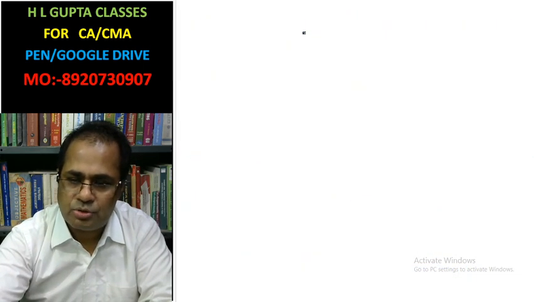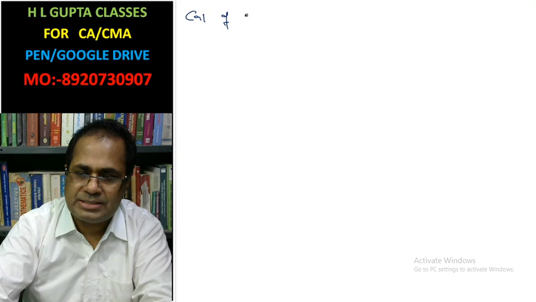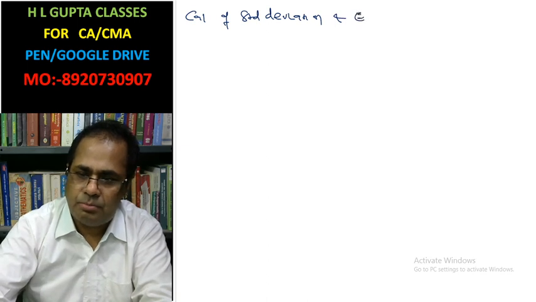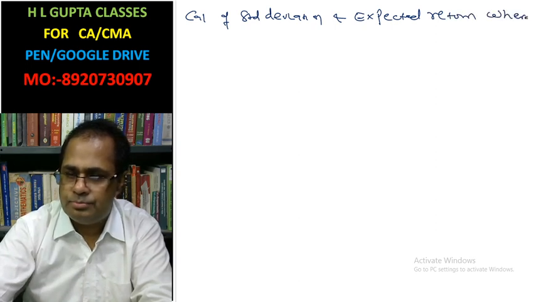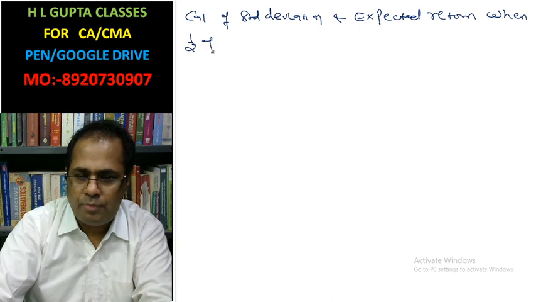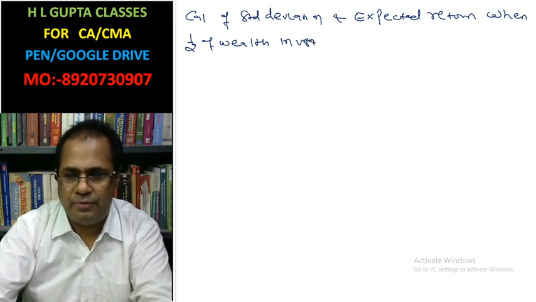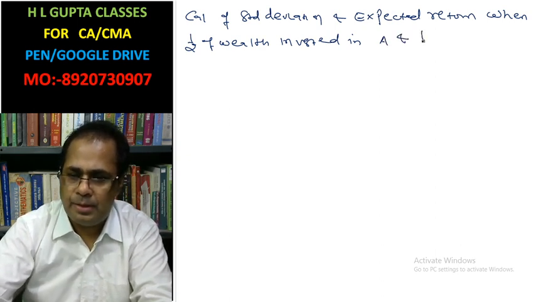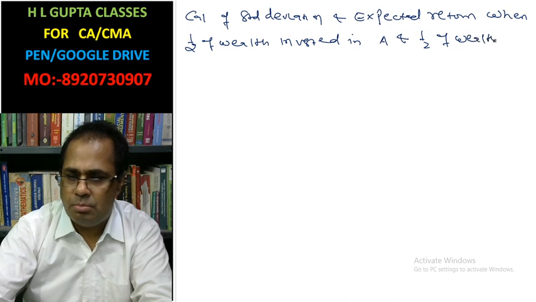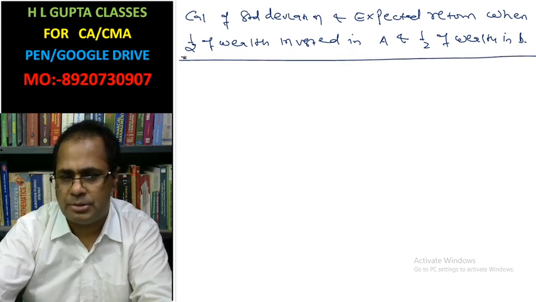Okay, in this case I am going to solve the calculation of standard deviation and expected return when half of the wealth is invested in A and half of the wealth in B. Okay, in this case you have to calculate expected return and standard deviation.